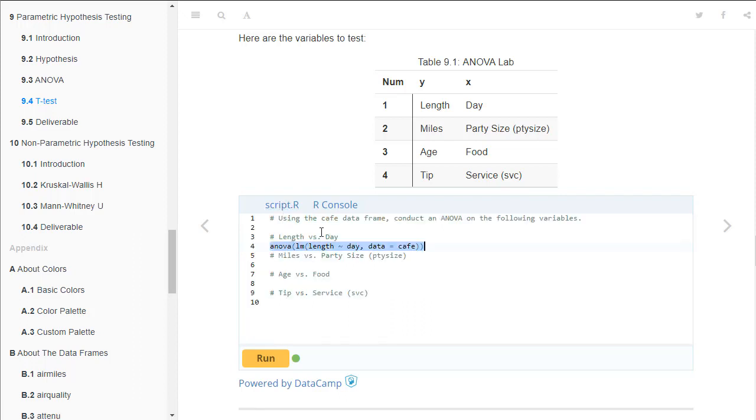So now I can copy this. We want miles by party size, PTYSIZE. I can copy it in again, and this time I want age by food, and one more time we want tip by service.